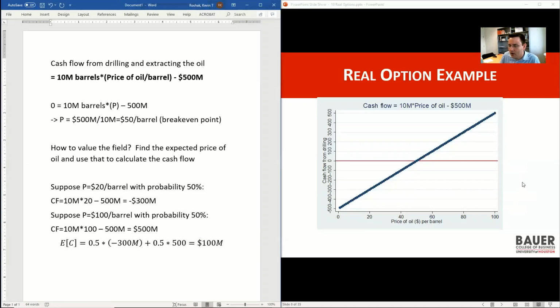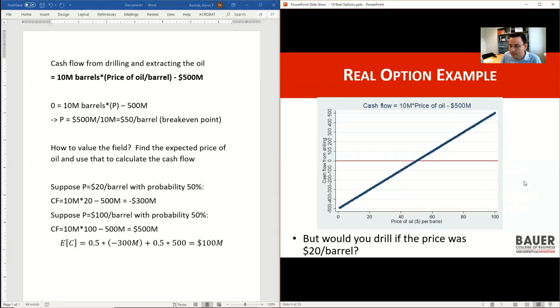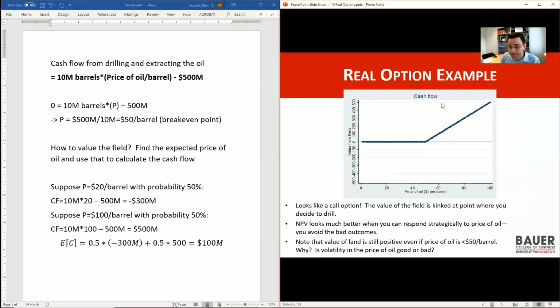What we need to think about a little bit harder today with real options is the following question. Would you really drill if the price is $20 per barrel? Okay. I'm making a decision today about whether to buy this field. Maybe the price is 20, maybe the price is 100 in the future. But are you going to kind of blindly drill if the price turns out to be $20 per barrel? Probably not if you can help it, because you know that drilling here is going to generate a big negative cash flow. So in reality, what should this picture look like if you have some flexibility to change your plan as a result of the price of oil? The picture should look like this.